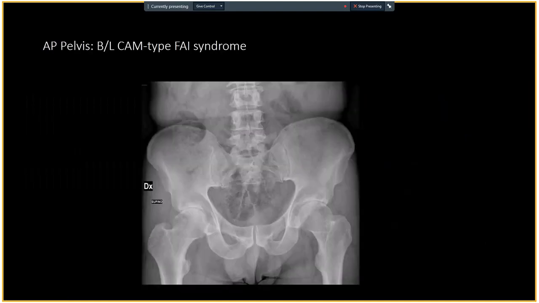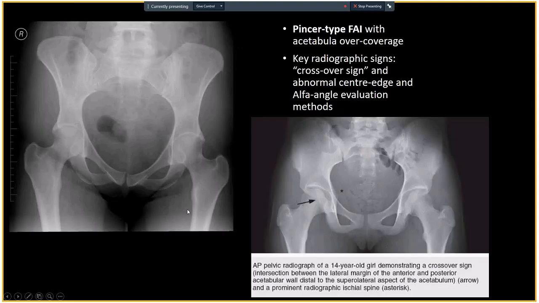Again, MRI is crucial, and especially MR arthrography can help you to demonstrate some of these labral tears, etc. So in this case, you can see some of these changes, bilateral cam type deformity seen affecting both hips with development of osteoarthritis, narrowing the joint space.